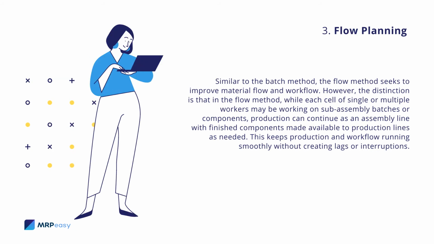3. Flow planning. Similar to the batch method, the flow method seeks to improve material flow and workflow. However, the distinction is that in the flow method, while each cell of single or multiple workers may be working on subassembly batches or components, production can continue as an assembly line with finished components made available to production lines as needed. This keeps production and workflow running smoothly without creating lags or interruptions.